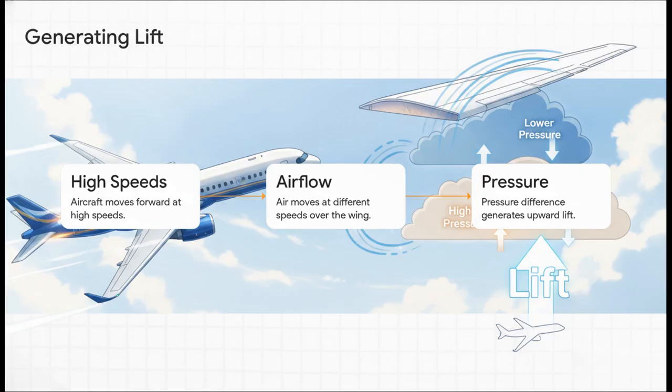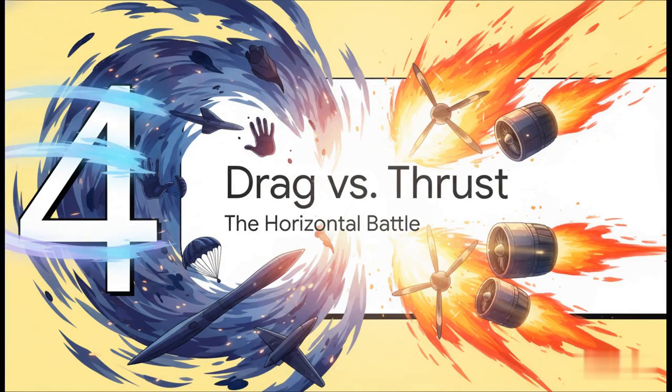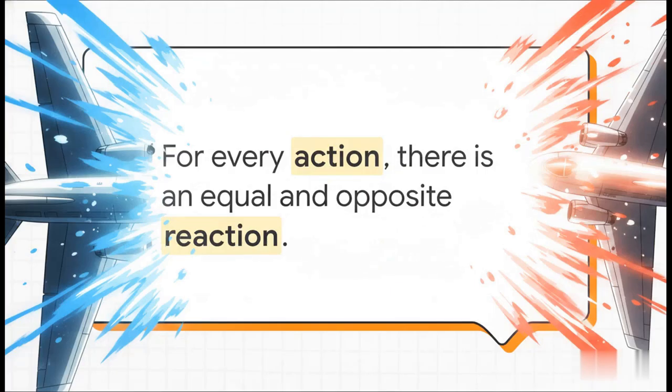But, to get that high-speed forward motion that makes lift possible in the first place, we have to look at our second battleground. Moving on to section 4, drag versus thrust, also known as the horizontal battle. To really understand this horizontal fight, we need to anchor ourselves in some basic physics. You probably remember Newton's third law of motion from school.